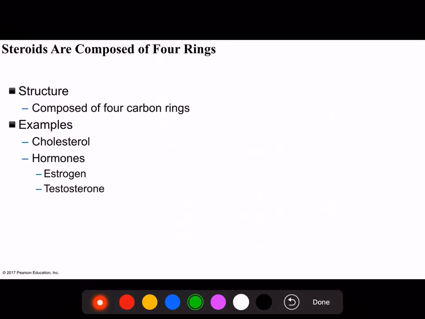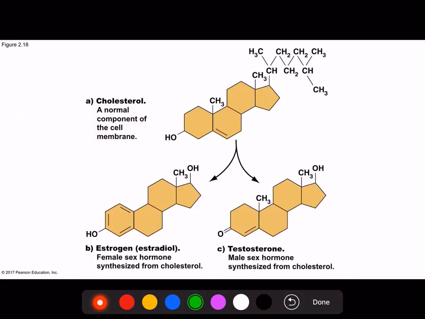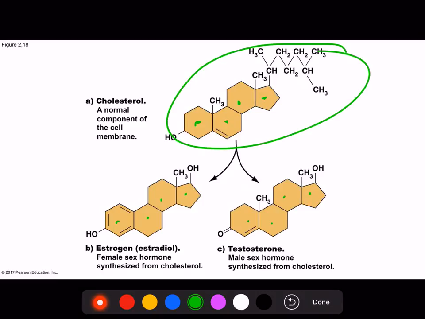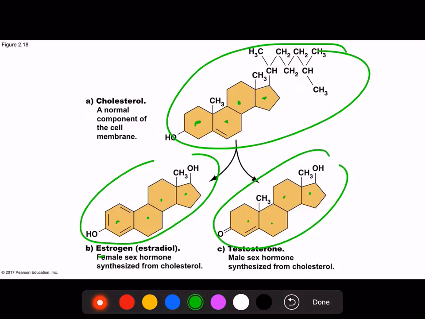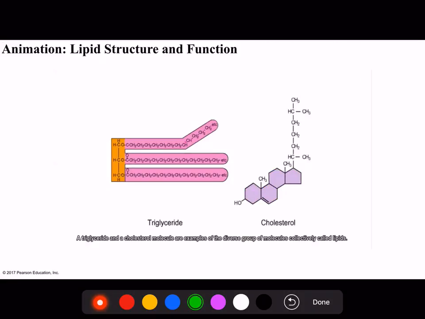Steroids are composed of 4 carbon rings. An example of them is cholesterol, as you can see, 4 carbon rings. This is cholesterol, and variations of it will give, for example, estrogen or testosterone. These are the hormones. Just know that they perform specific functions, and their backbone is the cholesterol.